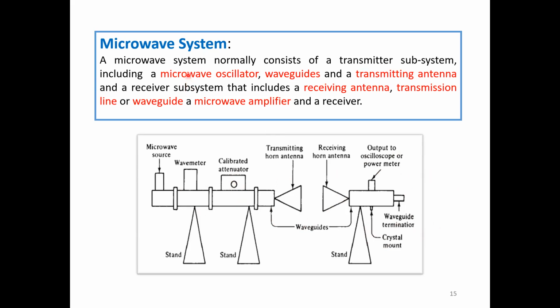So a microwave system normally consists of a transmitter subsystem, including a microwave oscillator, waveguides, and the transmitting antenna, and a receiver subsystem that includes a receiving antenna, transmission line or waveguide, and a receiver.